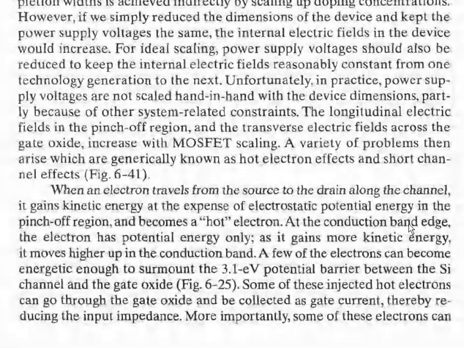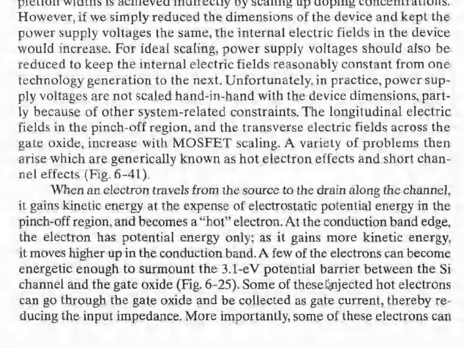So we know that when we apply a drain voltage, an electron will move from source to drain, and this electron gains energy, that means kinetic energy, and that electron is called a hot electron. At the conduction band edge, the electron has potential energy only. As it gains more kinetic energy, it moves higher up in the conduction band. If it gets more and more energy, it will move higher into the conduction band.